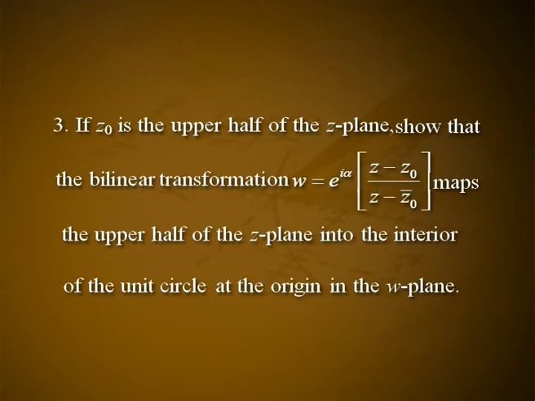3. If z0 is in the upper half of the z plane, show that the bilinear transformation w is equal to e raised to i alpha into z minus z0 all divided by z minus z0 bar maps the upper half of the z plane into the interior of the unit circle at the origin in the w plane.